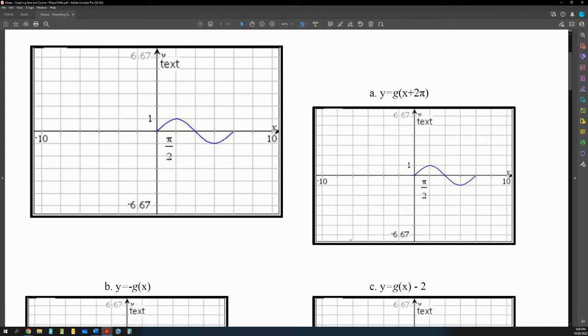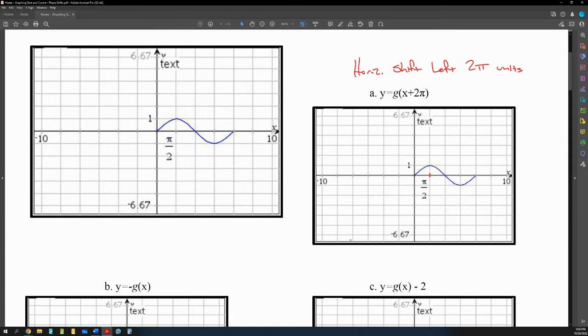So letter A, this is going to be a horizontal shift to the left 2 pi units. Okay, so we're going to take all these values and we're going to shift them left 2 pi units. Well, I know that every increment is pi halves, so that tells me that every 2 increments is pi, or every 4 increments is 2 pi units. So that tells me that each of these points I'm going to move to the left 4 increments.